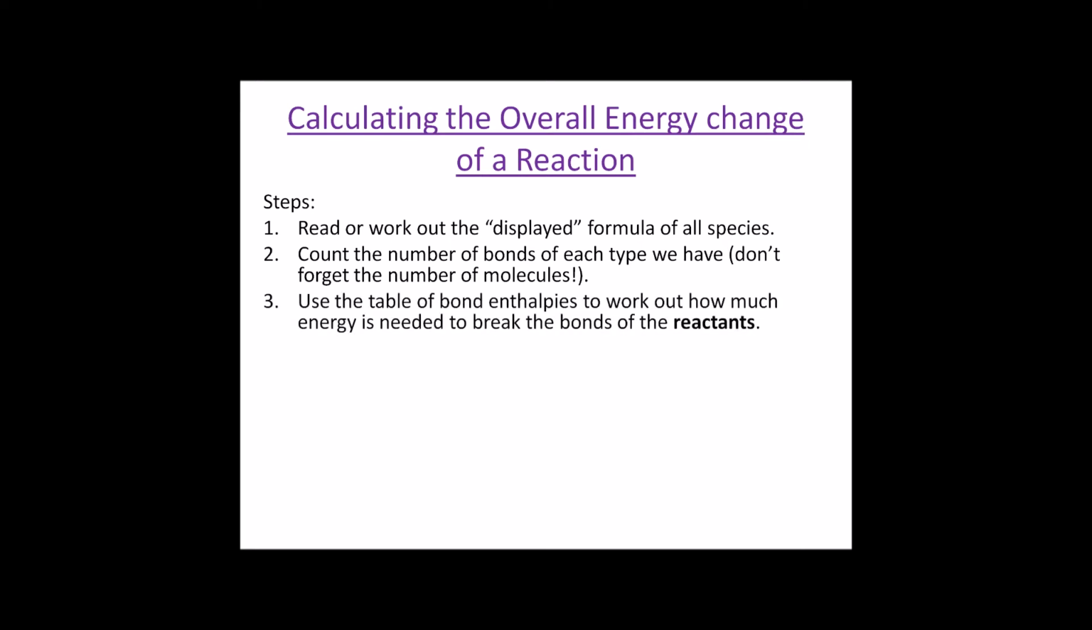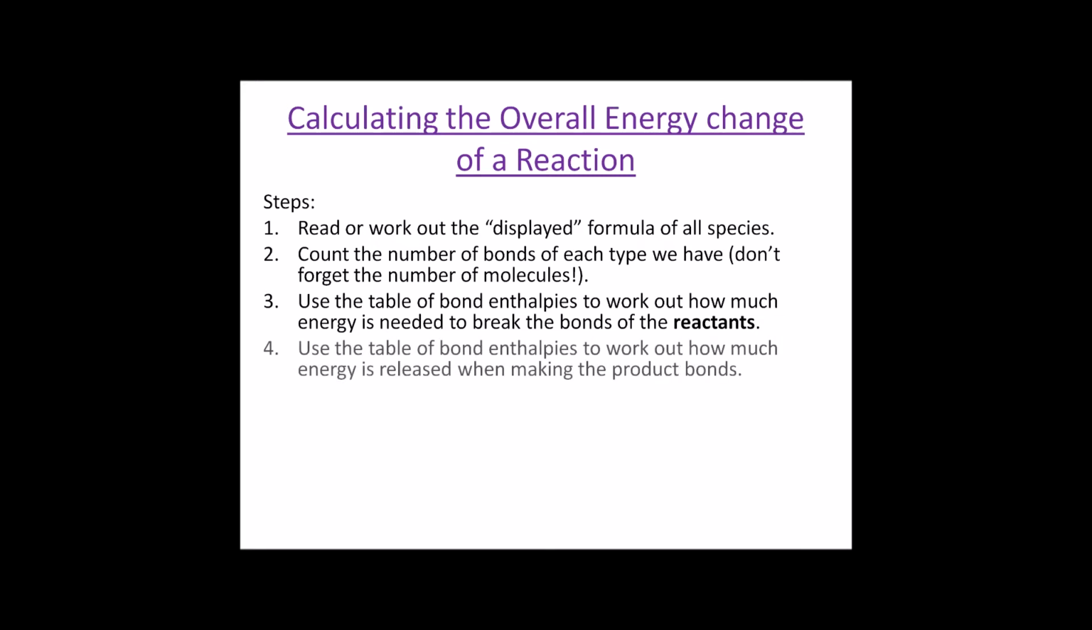Then after that, step 3, we're going to use the table of bond enthalpies that you will be given to work out how much energy is needed to break the bonds of the reactants. Then we can use the table of bond enthalpies to work out how much energy is released when making the product bonds. And then we can use this formula. This is an important formula. You definitely need to make sure this is recorded somewhere with a big box around it.